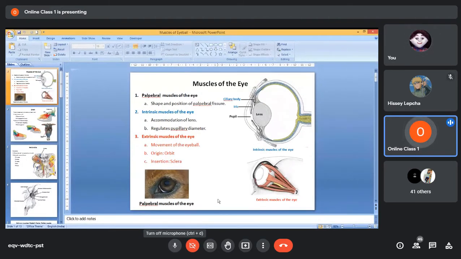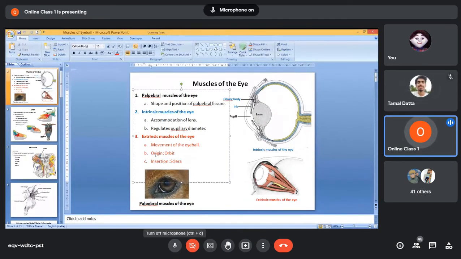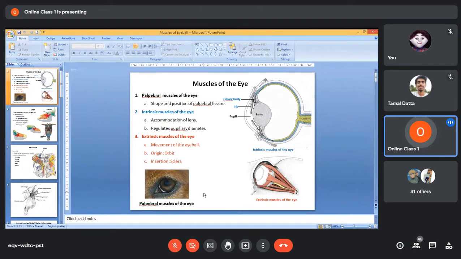You know the origin and insertion difference or not? Which is movable, the origin or the insertion? Tell me someone. Insertion is movable, isn't it? That means, you see, the muscle will have two points of attachment.